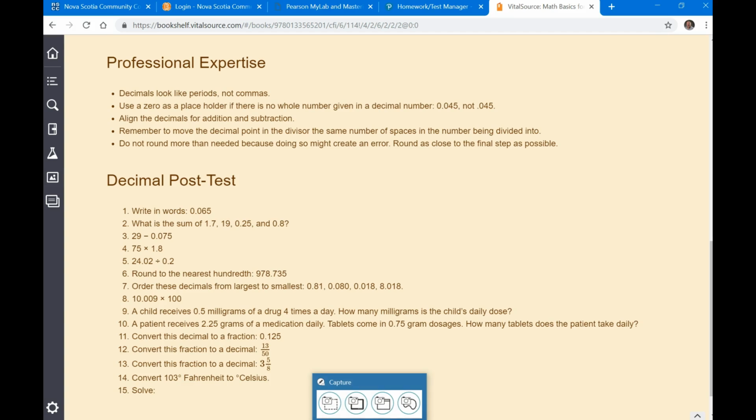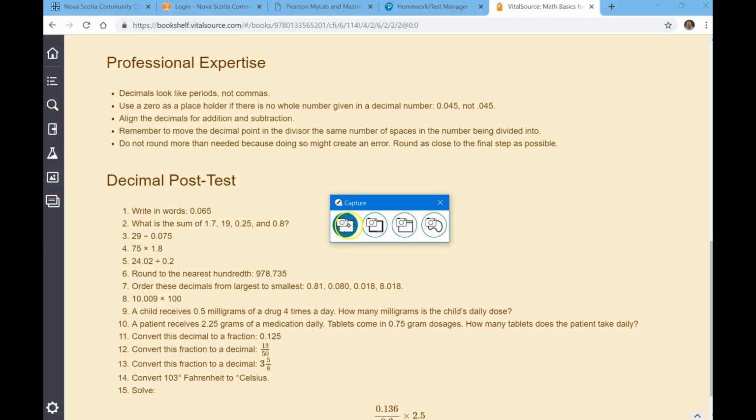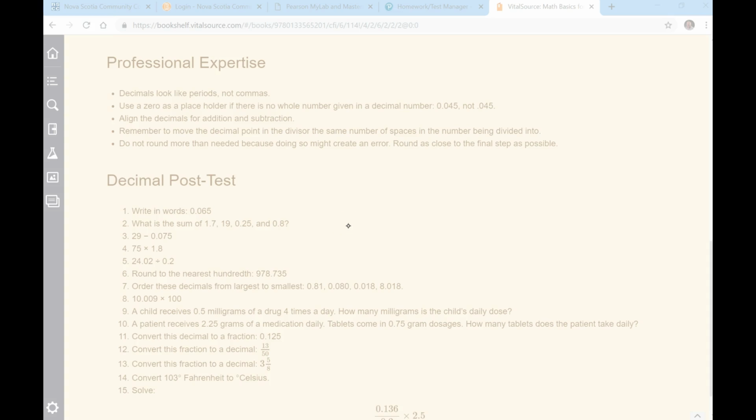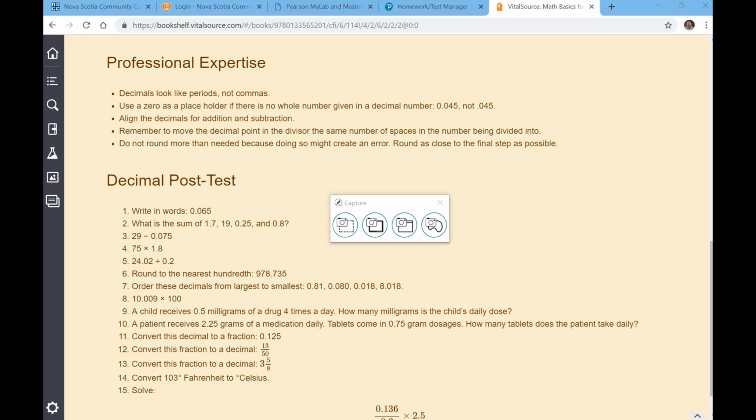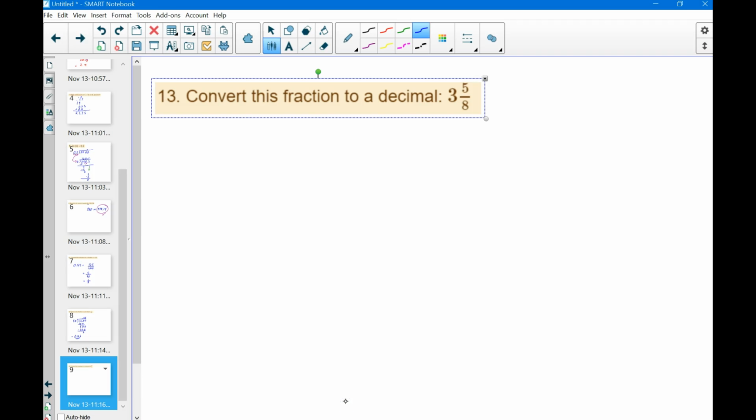Let's do one final one right here. Convert this into a decimal. Oh, starting out with a mixed number. That means we got to change the mixed number into an improper fraction, and then into a decimal number. Remember how to change the mixed number into an improper fraction? Well, let's have a look.